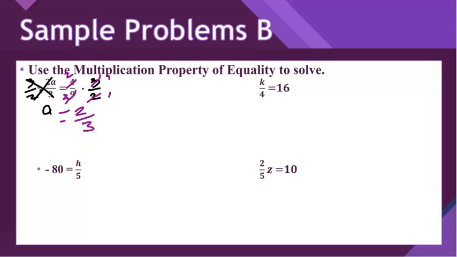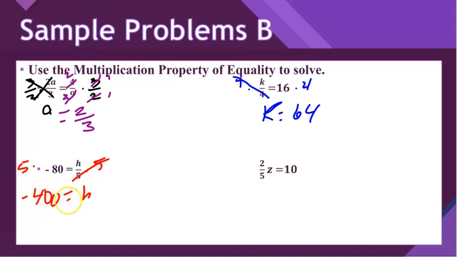Next, k divided by 4 equals 16, multiply by 4, because that's the opposite of dividing by 4. So if I multiply both sides by 4, k is going to equal 64. Next, negative 80 equals h divided by 5. Multiply by 5 on both sides, get h by itself. Multiply this side by 5, and that's going to give us a negative 400.